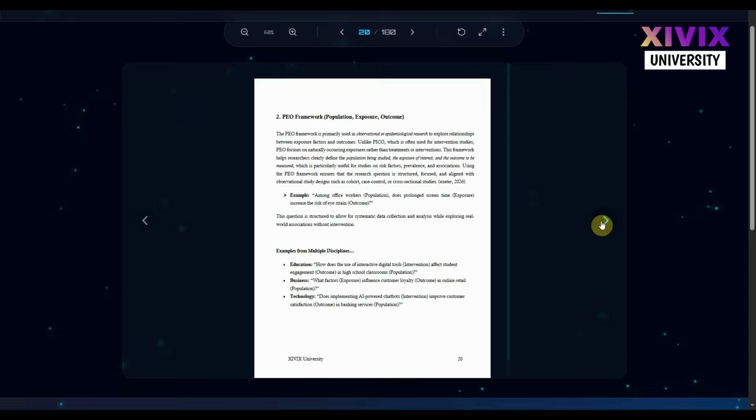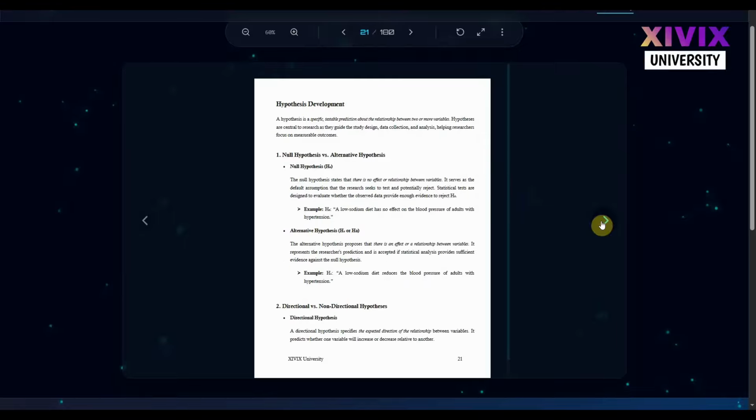And now we have hypothesis development. So hypothesis development is a specific, testable prediction about the relationship between two or more variables. So hypotheses are central to this research as they guide the study design, data collection process, as well as analysis process. There are two types of hypotheses: null hypothesis and alternative hypothesis, and the directional versus non-directional hypothesis.